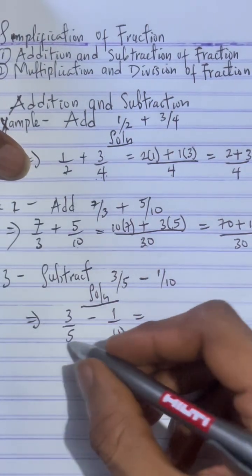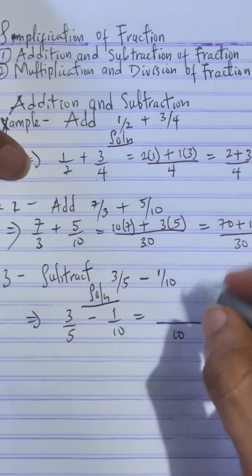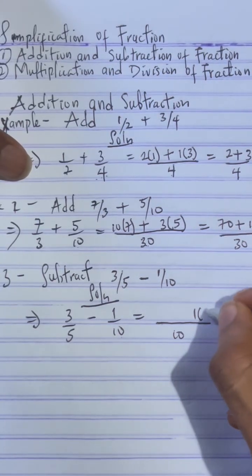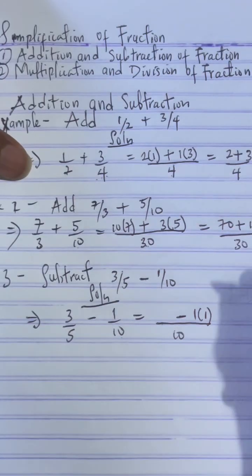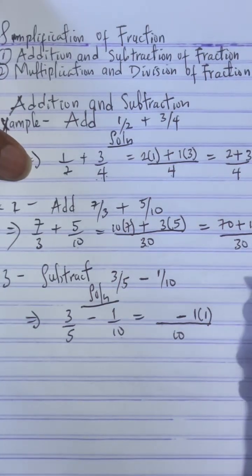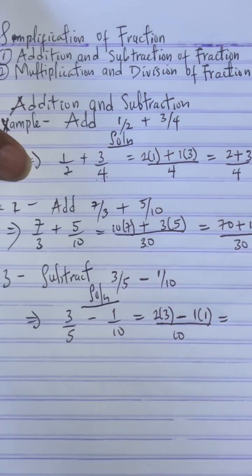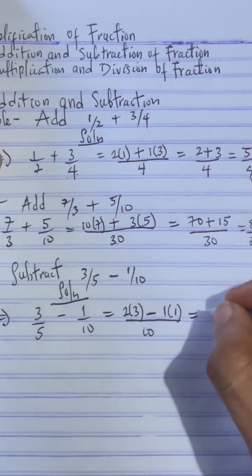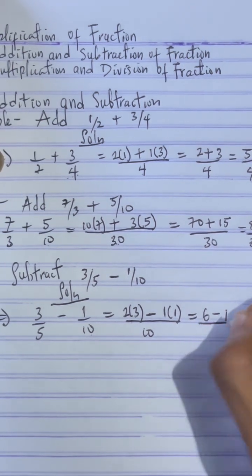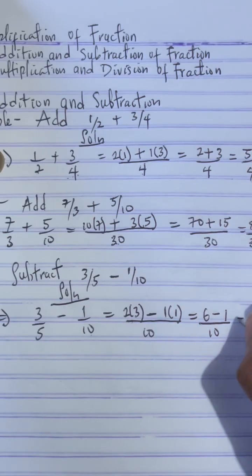10. Why? Because 5 can divide 10 without a remainder, right? So 10 is the LCM. So 10 divided by 10, the answer is 1. So 1 multiplied by 1, with the minus sign. 10 divided by 5 is 2, right? So 2 multiplied by 3. So we have 2 times 3, that is 6, minus 1 times 1, over 10. So 6 minus 1, that is what?